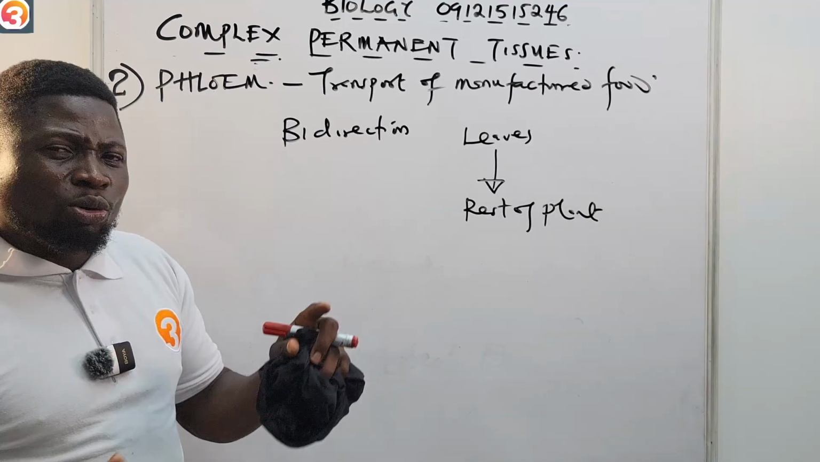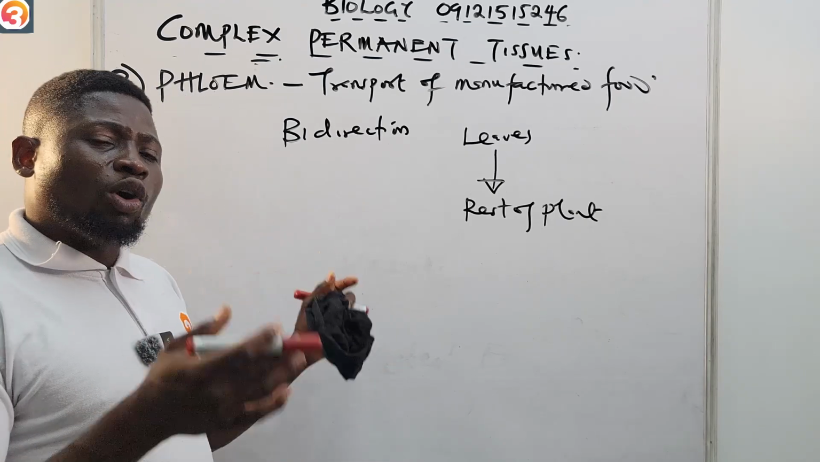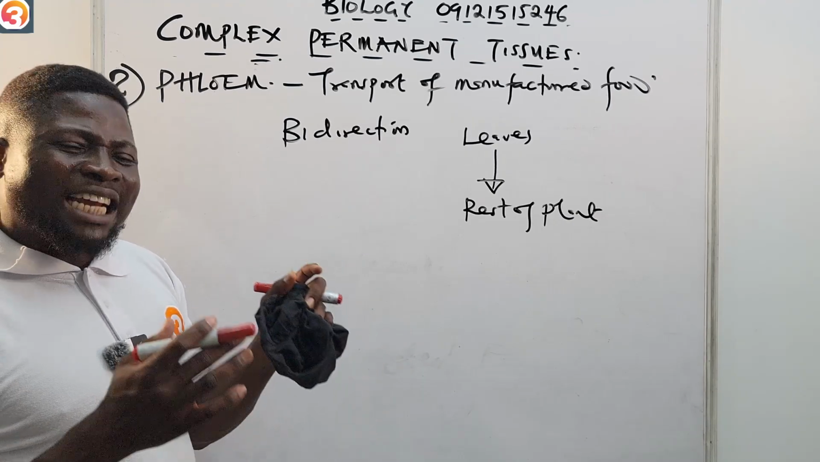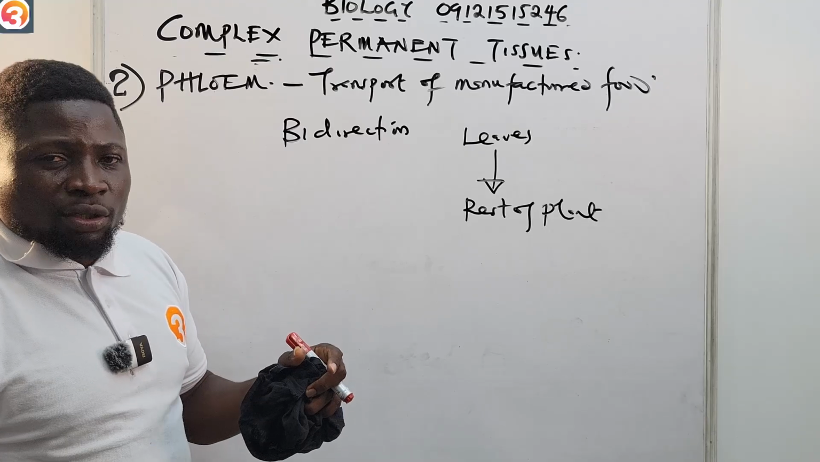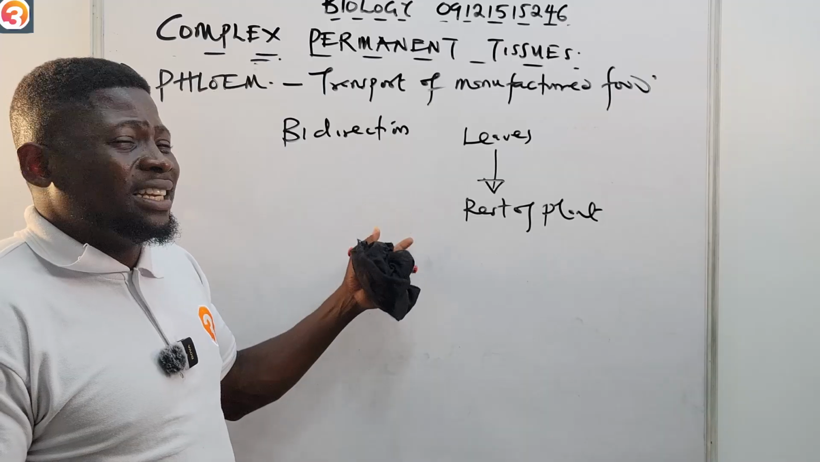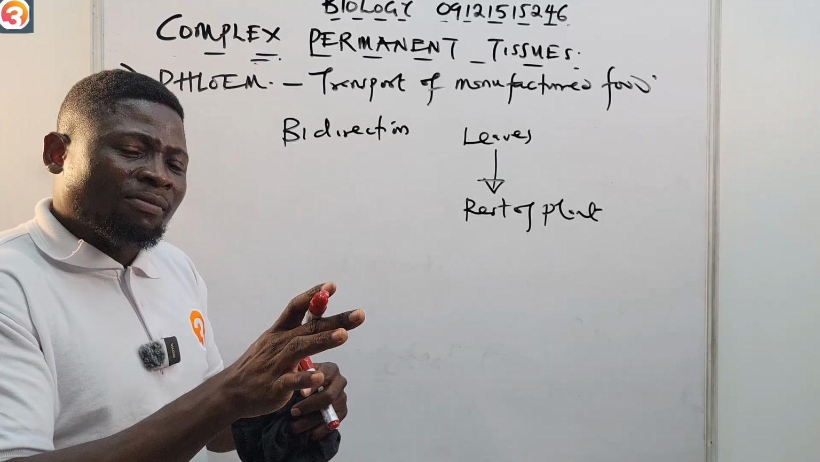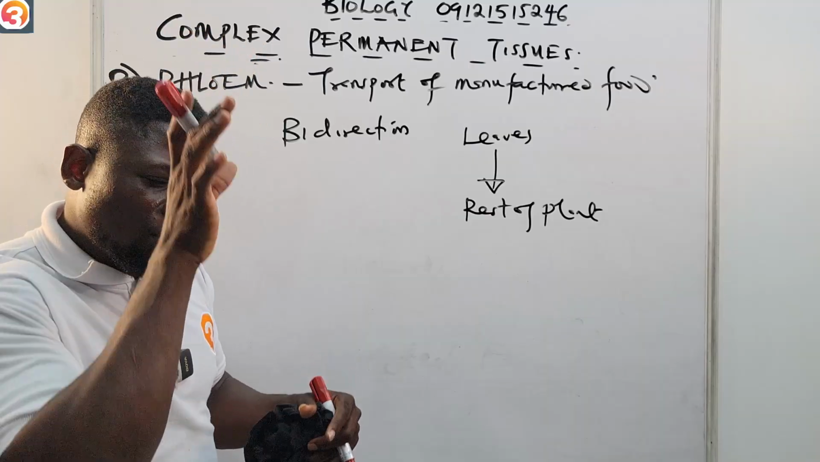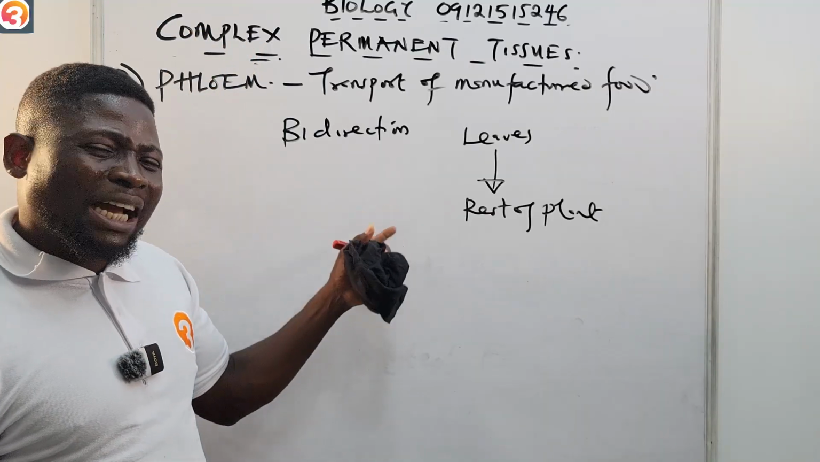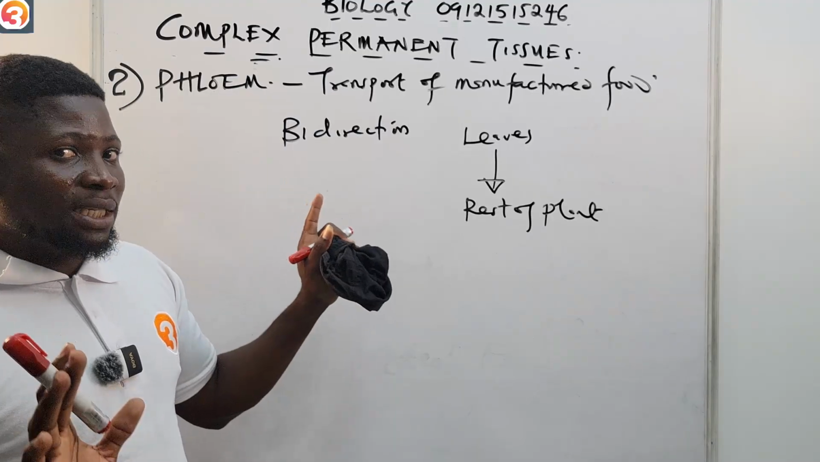Also in exam condition, note that if they ask you a question, which of the following helps in transport in the upward direction only, just know that that is the xylem. Or the one that helps in transporting from the leaves to the rest of the plant, that one will be the phloem. But know that the movement is basically bidirectional.